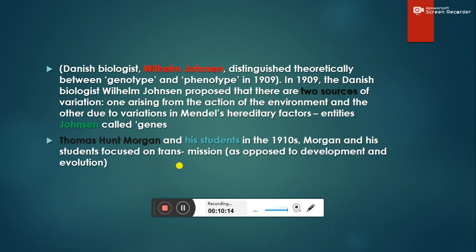In 1909, the Danish biologist William Johannsen proposed that there are two sources of variation: one arising from the action of the environment, which we call phenotype, and the other due to a variation in Mendelian hereditary factors, which we call genotype, and which come from the entity Johannsen called the gene. This means that Mendel described the genes. Thomas Hunt Morgan and his students in the 1910s focused on transmission as opposed to development and evolution, and this is all about the history of classical genetics.